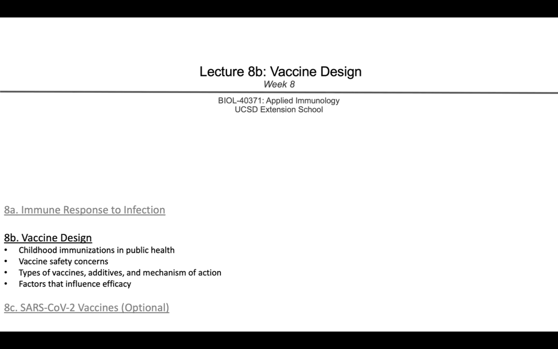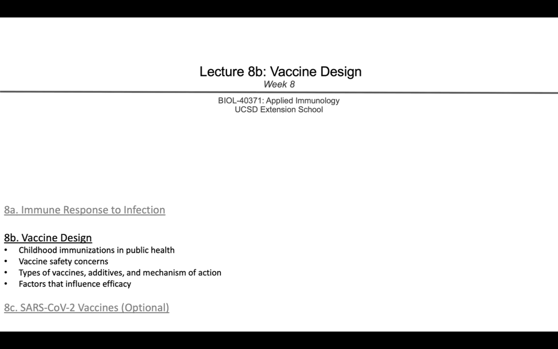The vaccine unit for Applied Immunology will be covered by today's Lecture 8B on general vaccine design and mechanisms of responses, as well as an optional Lecture 8C, which will specifically cover the various SARS-CoV-2 vaccines that have been approved in the last few months. I know that many of you are probably interested in learning more about these vaccines, but I've made Lecture 8C optional in case anyone here has dealt with personal loss or hardship as a direct result of the COVID-19 pandemic, in which case you might not want to spend an entire lecture talking about it.